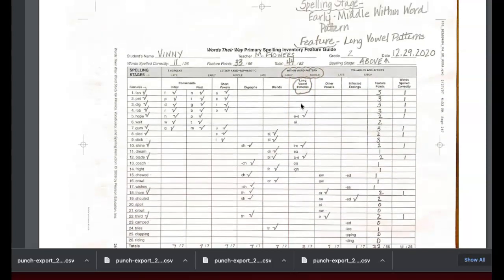And then I'm going to look at the spelling stages. Well, Vinny needed help here with long vowel patterns. That falls in the within word pattern between the early and middle stage. So long vowel patterns is where I'm going to start instruction.